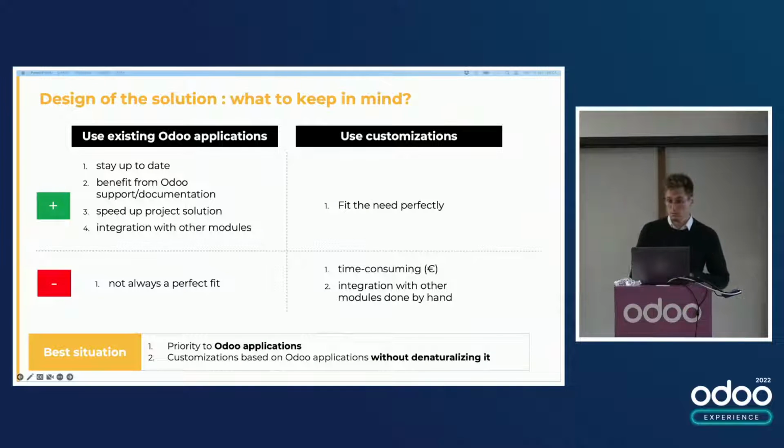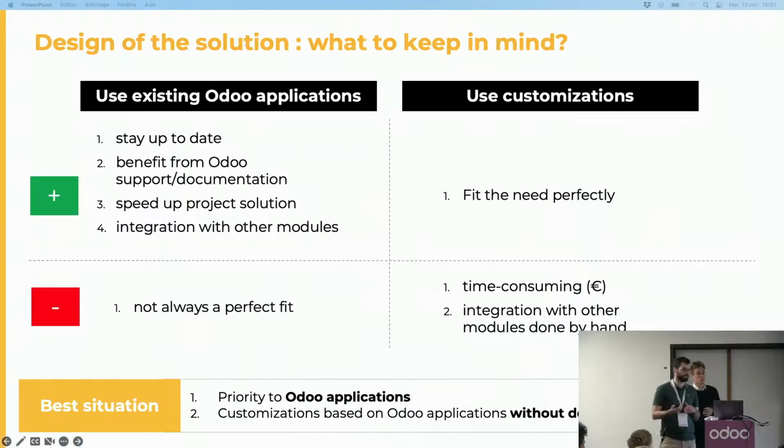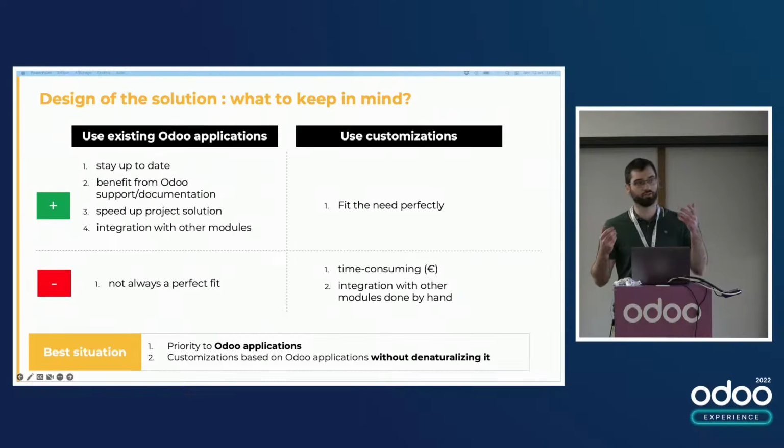Before going into the detail of our practical case, there are a few things that we would like to bring to your attention. The first thing is the duality between using a base Odoo application and customizations. By customization, I mean every line of code that we would have in a custom module that is not part of the base Odoo applications. And here you can see the advantages and drawbacks of each.